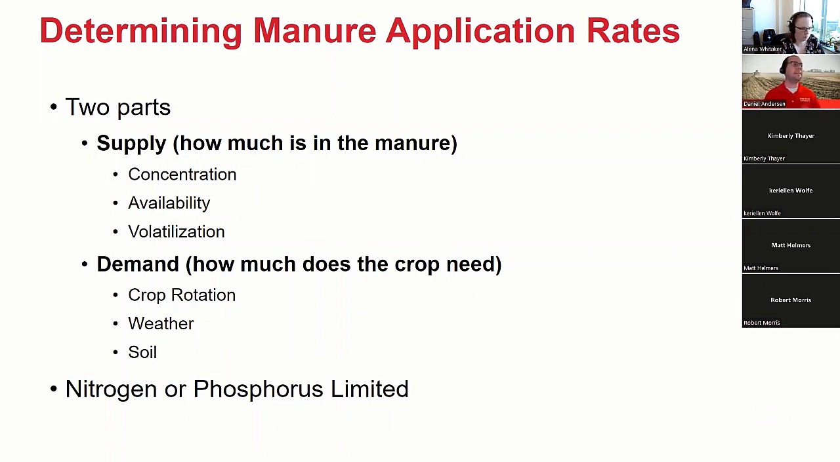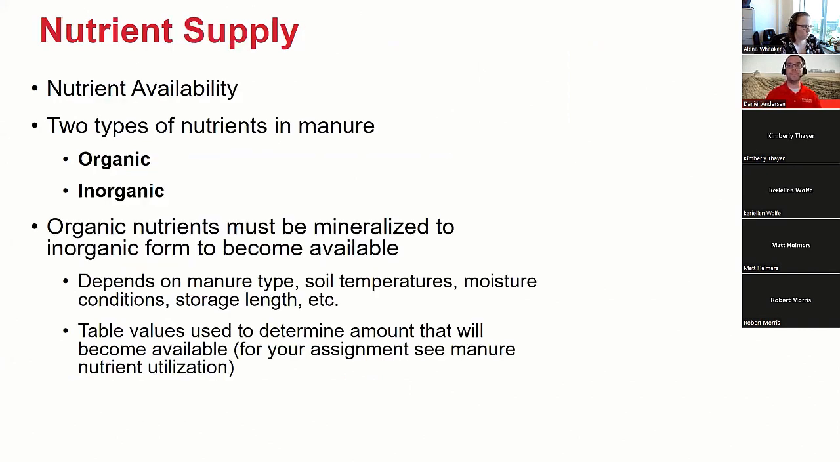And then there's a demand side, and that's really how much does my crop need? That's crop rotation and weather dependent, probably soil dependent as well, but it can get relatively complicated. And then we require farmers to do this for at least two nutrients, nitrogen and phosphorus. We really encourage them to think about potassium as well, but from a water quality protection standpoint, nitrogen and phosphorus are really the most important.